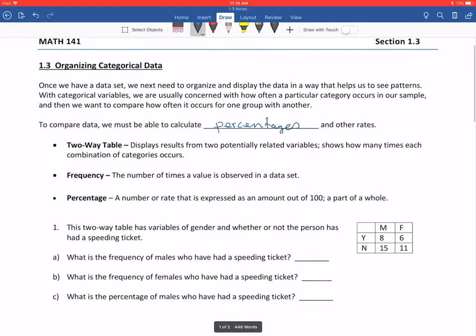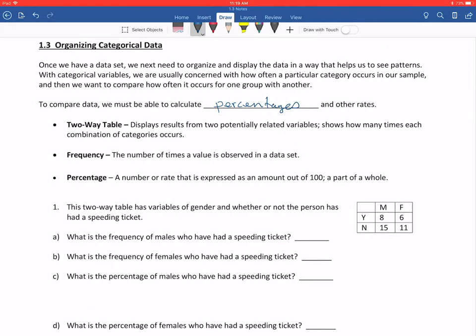A two-way table displays the results from two potentially related variables. It shows how many times each combination of categories occurs. This down here is an example of a two-way table. So we've got two potentially related variables. We've got male, female, gender here, and yes or no, and we're going to talk about what we are comparing here in just a minute. But this is an example of a two-way table.